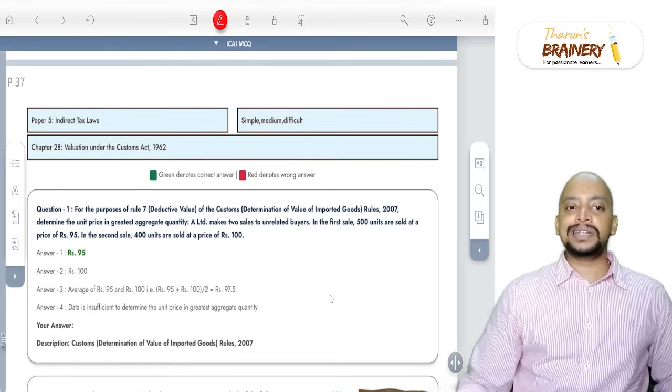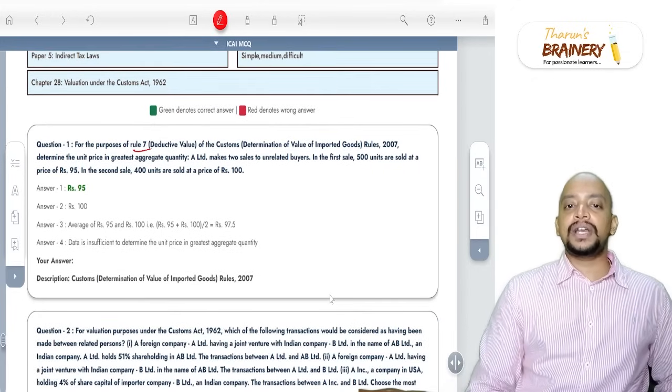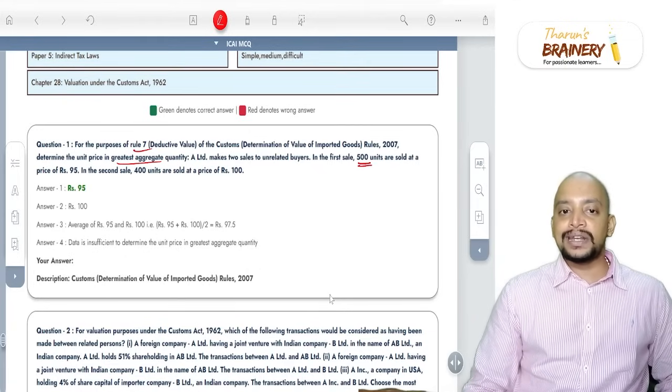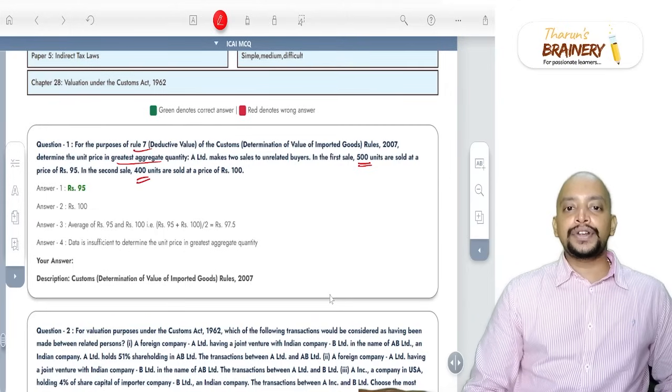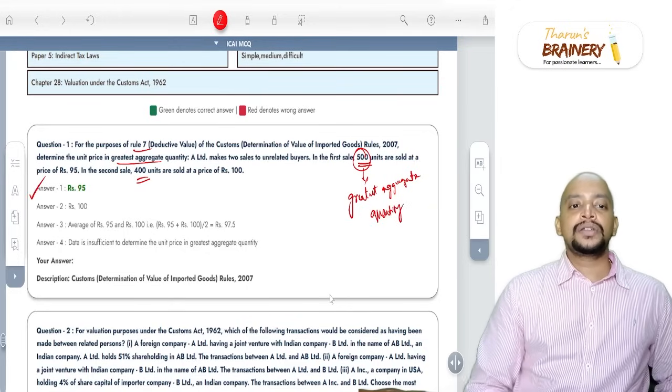Then next, chapter 28, valuation under customs. For the purpose of rule 7, deductive value, determine the unit price in greatest aggregate quantity. Greatest aggregate quantity you need to take first, and the price at that greatest aggregate quantity. First quantity 500, 400: 500 units are sold at 95, 400 units are sold at 100. What is the highest quantity? 500. At 500, so this is the greatest aggregate quantity. At this greatest aggregate quantity, what is the price? 95. So option 1.